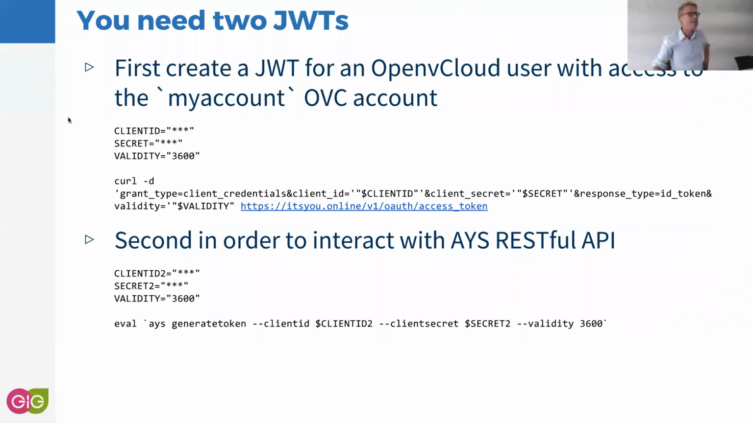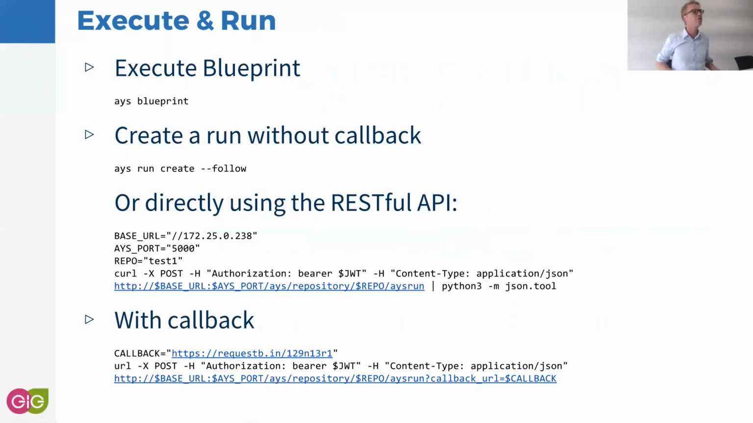And just for completeness, it's a little bit more complex, but I think you will appreciate it. I created this JWT through a curl command. I could also have used the easier to use AYS command to have the same result. But the AYS command line tool command, generate token, actually uses the same API that is exposed, in this case, by the REST API exposed by It's You Online. Okay, a lot of blah blah to introduce all this.